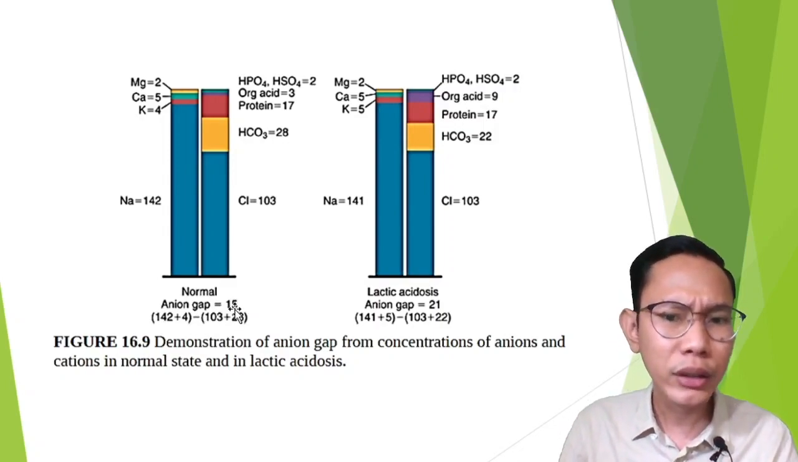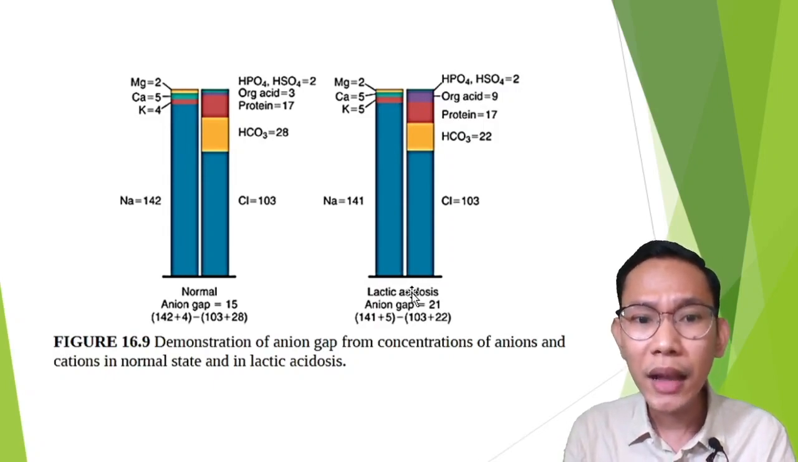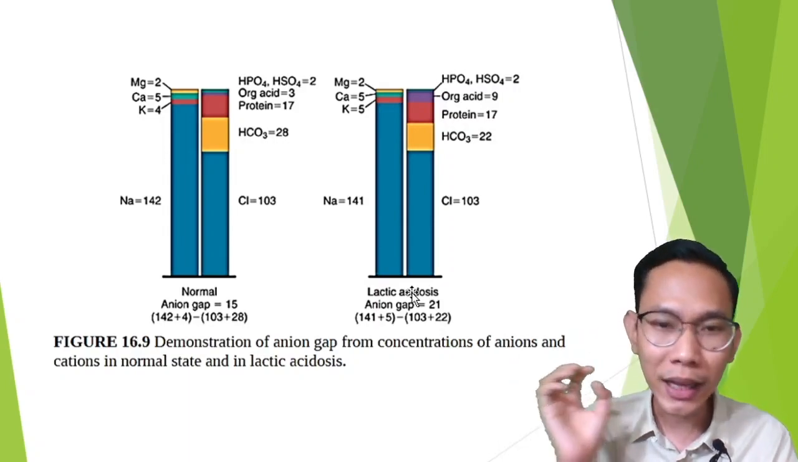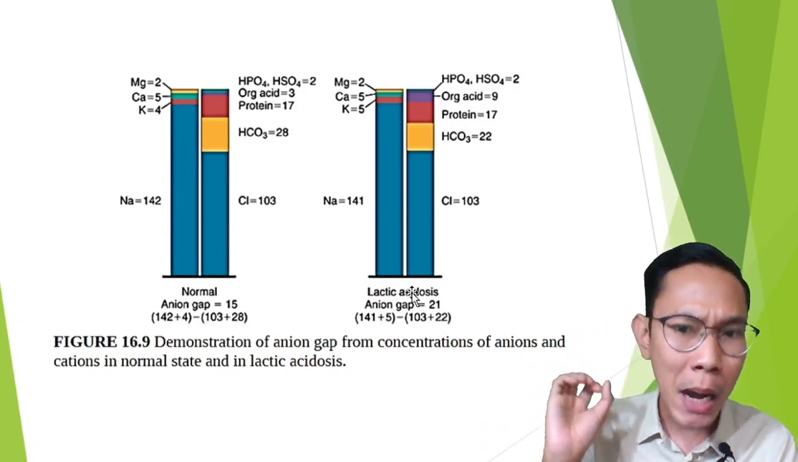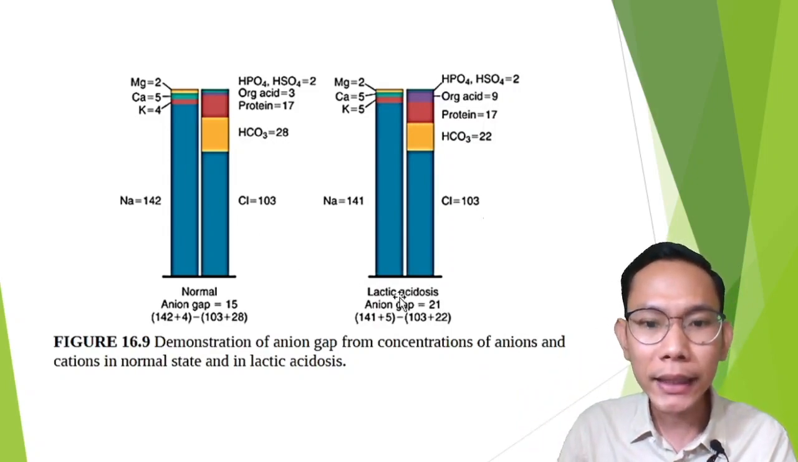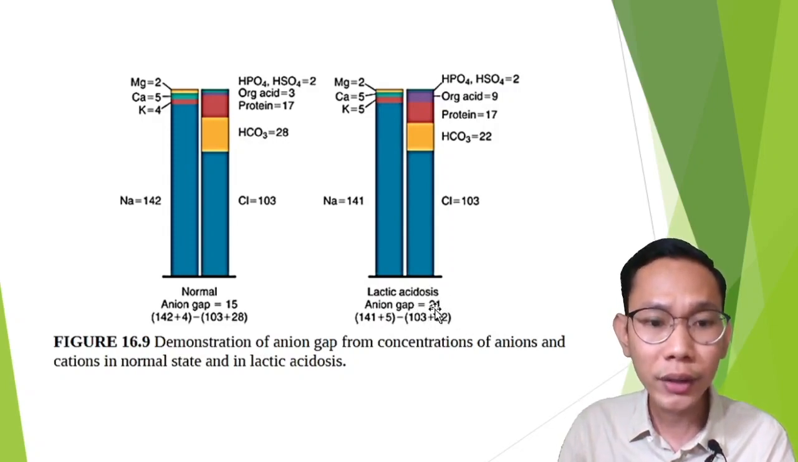How about if we have lactic acidosis? What happens when there is lactic acidosis is a derangement of the environment in our cell. It's either the sodium goes up, the calcium goes up, the chloride goes down, the bicarbonate goes up, etc. So it depends. Here we see the sodium becomes 141, your potassium becomes 5, your chloride becomes 103, and your bicarbonate becomes 22. If you calculate this, you get an anion gap of 21. So in short, this is high. This is a high anion gap lactic acidosis.